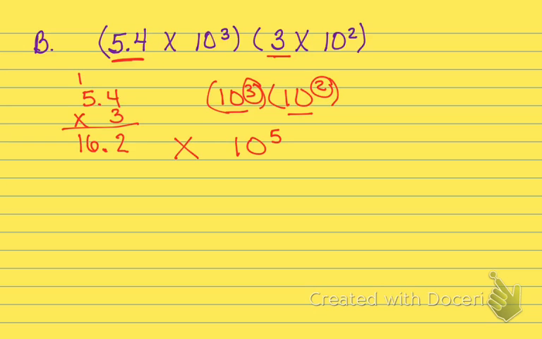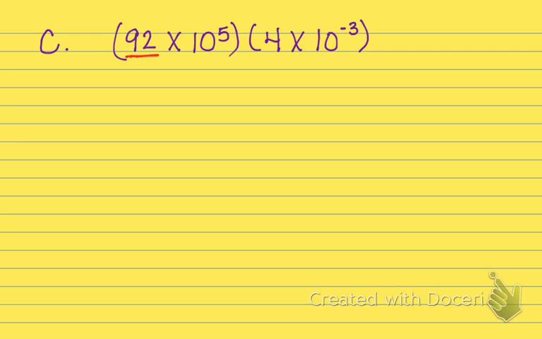So then we ask ourselves, is it scientific notation? It is not. We have 2 place values and we can only have 1. So we're going to move that decimal 1 place and we turn that into 1.62. Did that number get bigger or smaller? Well, it got smaller, which means our exponent must get bigger by how many places we moved. We only moved 1, so this would now be times 10 to the 6th power. That would be our final answer. Let's go on to example C.